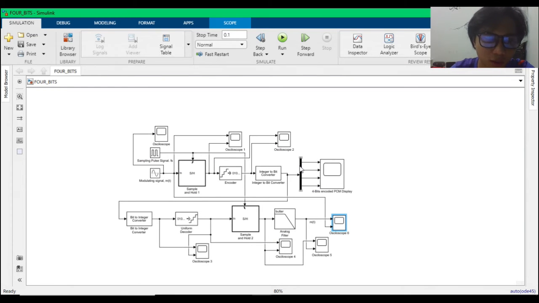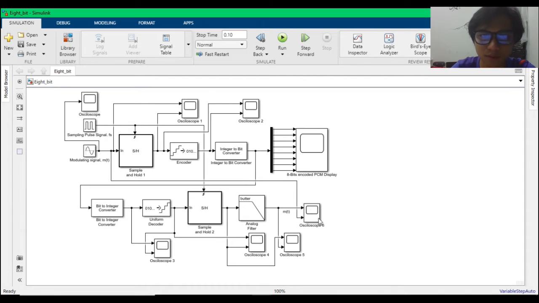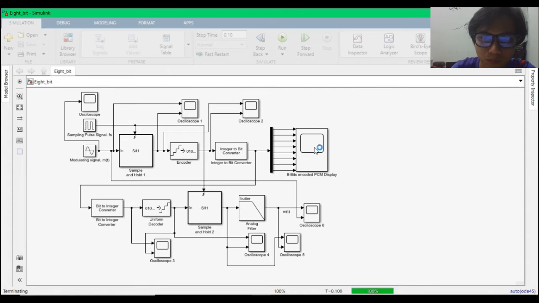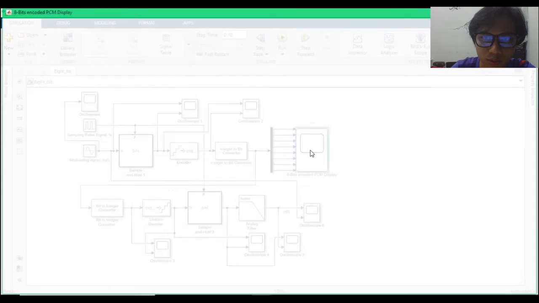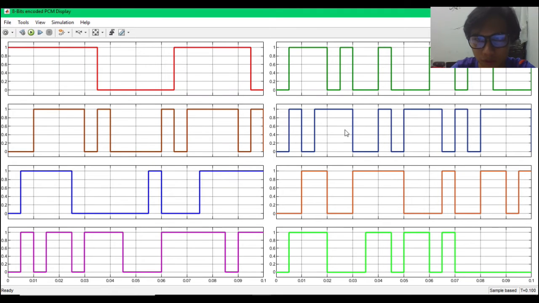That's all for scenario 1, and scenario 2 is for 8-bit. For the 8-bit, it is the same as the first scenario, but the difference is we use 8-bit here. So we have 8 waves here, as you can see. How to read it? For example, I read it 1 1 1 1, and at the same time 1 1 0 0. That's an example of reading 8-bit.